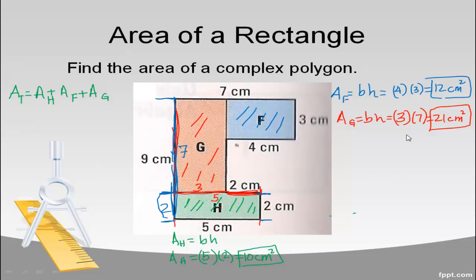Now I have all 3 areas. I can calculate my total area. Total area is area of region H. We found it down here. It's 10 square centimeters. Plus the area of region F, 12. Plus the area of region G is 21. And that equals 43 square centimeters. Okay? And that's your total area.